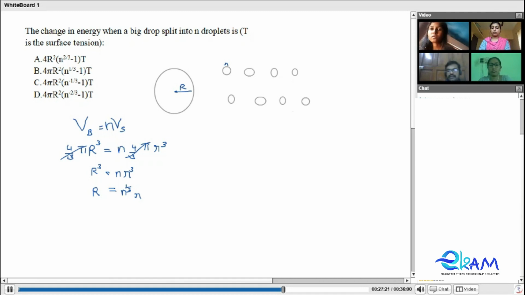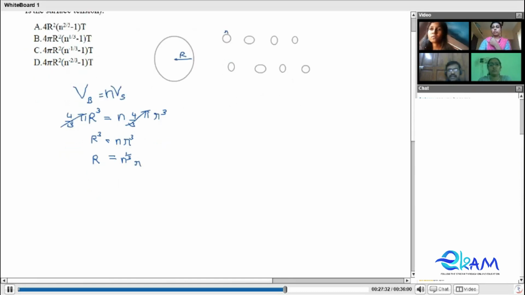Now, in the question they have given that T is the surface tension. So what is the relation between surface tension and energy? I will ask this question to Anupama. What is the relation between surface tension and energy? Yes, surface tension is the energy per meter square. In the question they are saying that it is T.